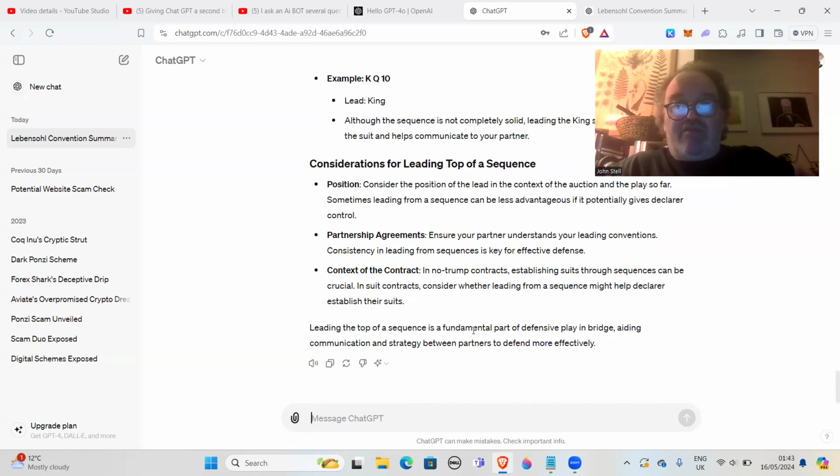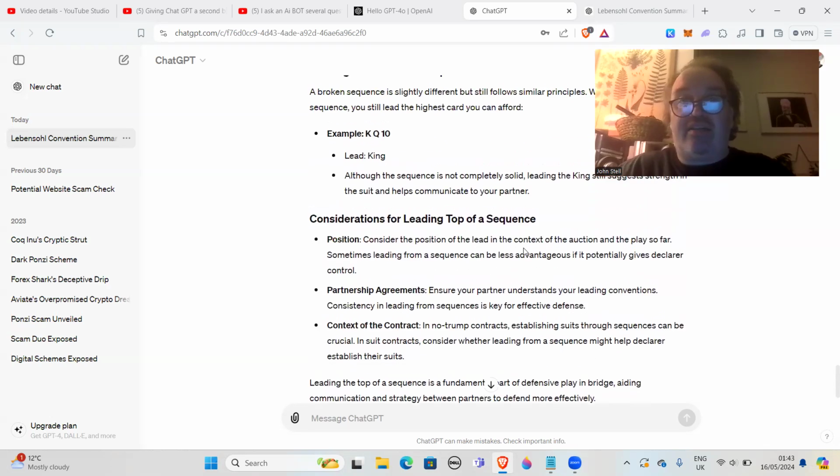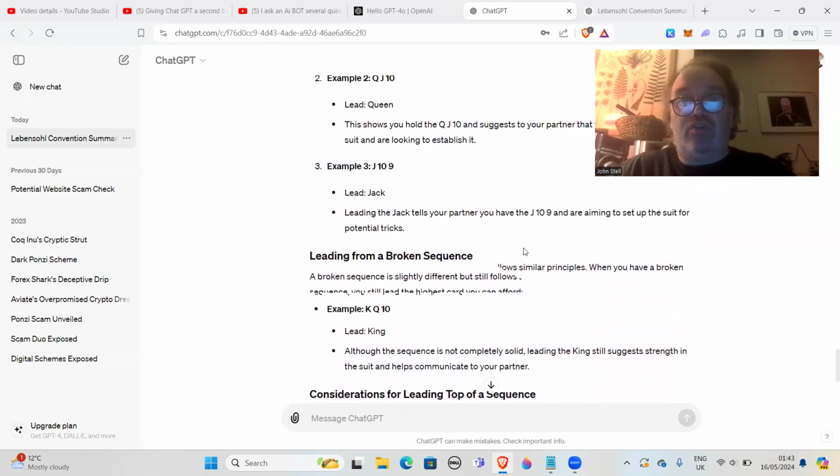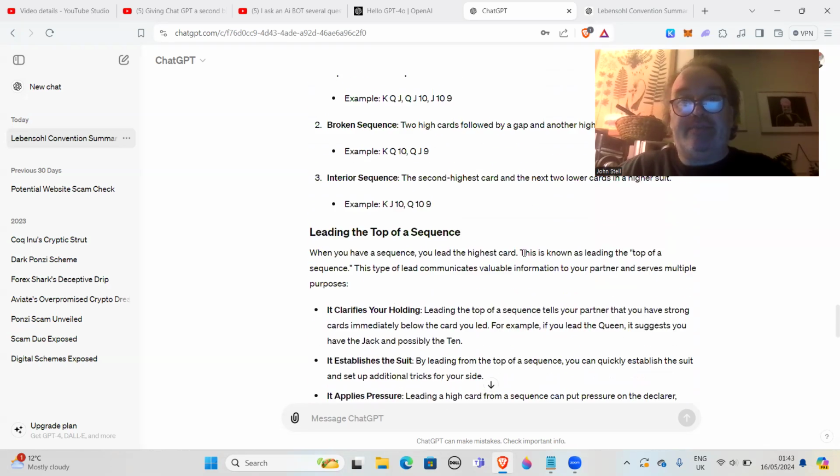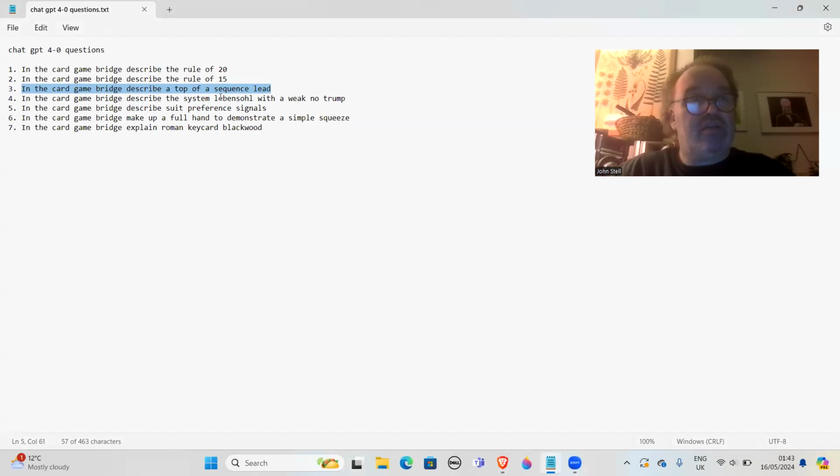Leading the top of a sequence is a fundamental part of defensive play in bridge, aiding communication and the strategy between partners to defend more effectively. Okay, so I think that's pretty good, a solid answer. I don't think there's much wrong in that. Yeah, I think that's fine. So, yeah, good answer.